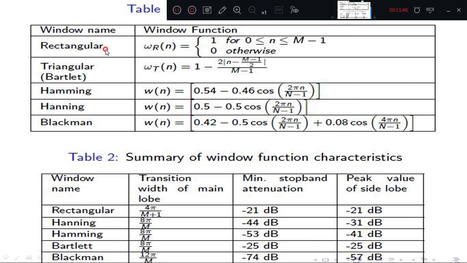So this is the rectangular window and its window function is given by this equation. Triangular or Bartlett, Hamming window, Hanning window, Blackman window, right? And these are the transition width of the main lobe, that is from passband to stop band. So what is the width available between the main lobe and a side lobe, and there is a transition of course. So this is the minimum stop band attenuation for each window and the peak value of the side lobe.